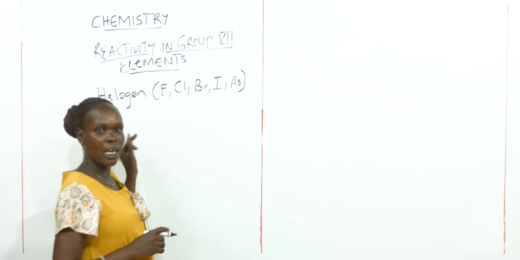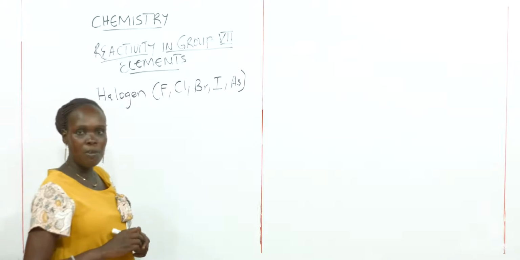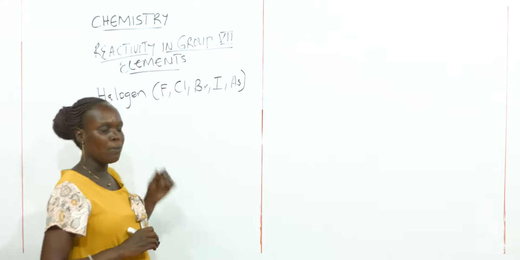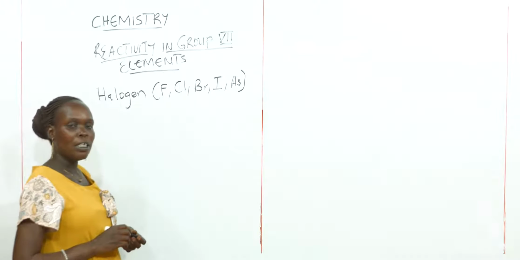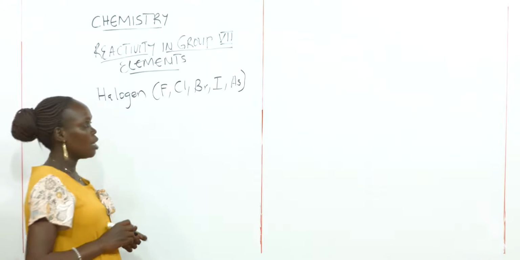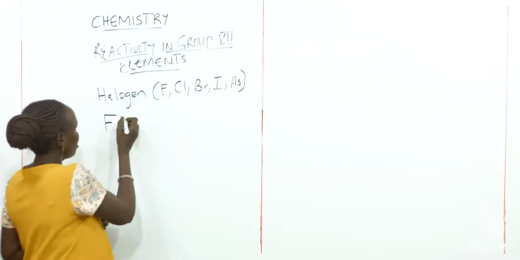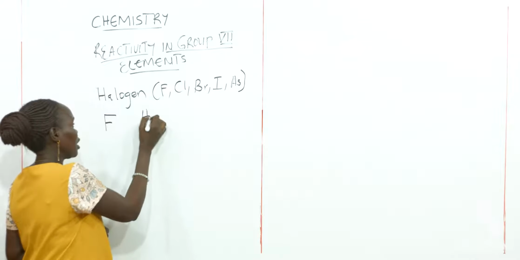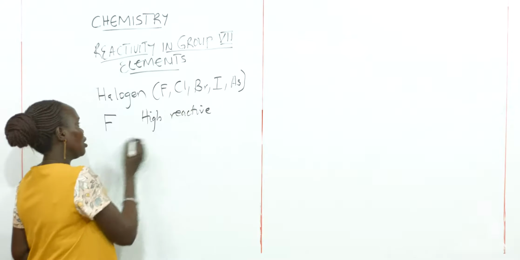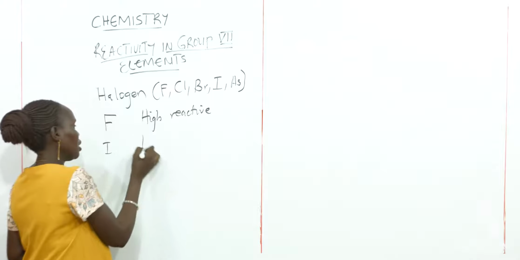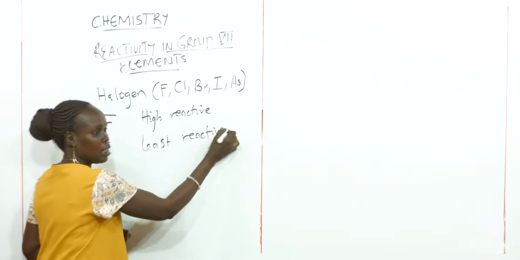And we know that the other elements are non-metals, and they react in the same way, so we treat them together. The first element is more reactive, and the last element is less reactive. So we have to say that fluorine is highly reactive, and iodine is the least reactive.